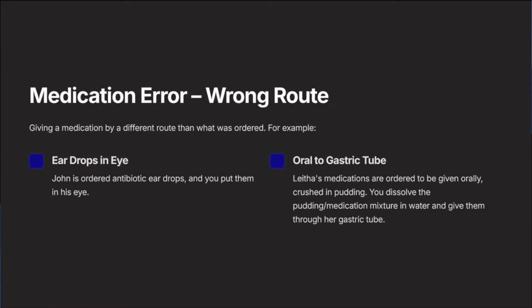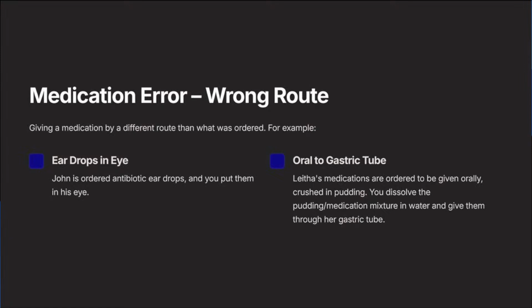So a common medication error is when you put eardrops in someone's eye. So John is ordered antibiotic eardrops, and you put the medication in his eye. And so now he's saying his eye is burning, is irritated. What do you do?